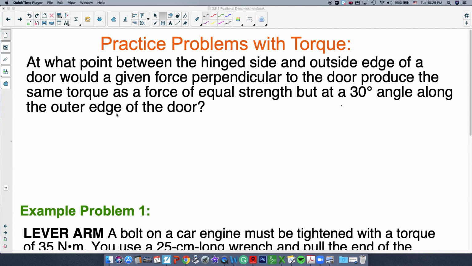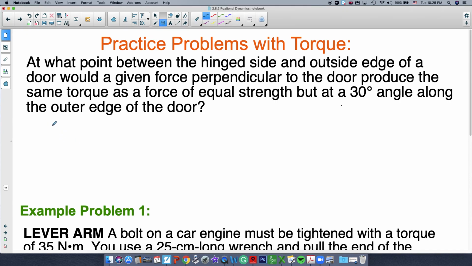Okay, so we're looking at some practice problems here with torque now. Some of these might be a little bit wordier, so you might want to read them a couple times before you get started. You'll have some assigned to you from the book, from the reading, or I may have a worksheet that you can do for practice problems. I might also be able to look for some on Khan Academy, but we will see.